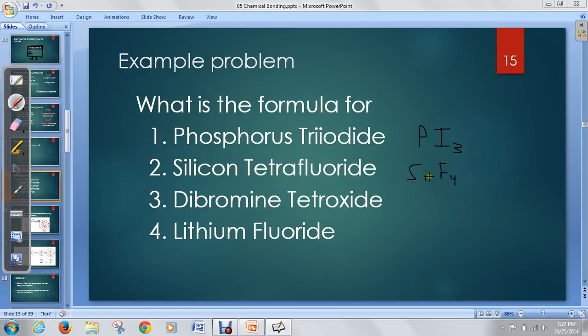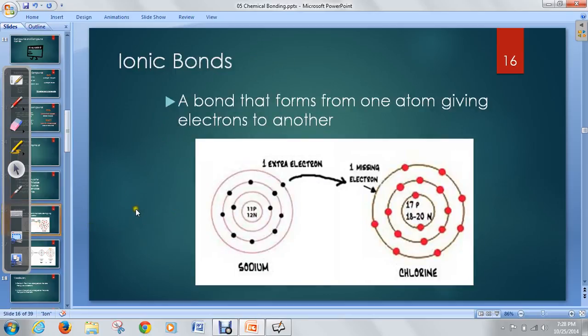And if you're making this up for participation, go ahead and try to name these 2 down here, or find the chemical formula for these 2. All right, then we moved on to the different types of chemical bonds you'll see in compounds. The first type is called an ionic bond.